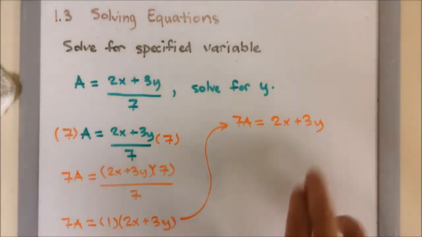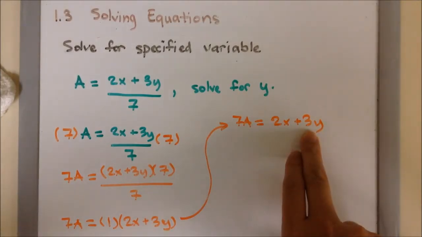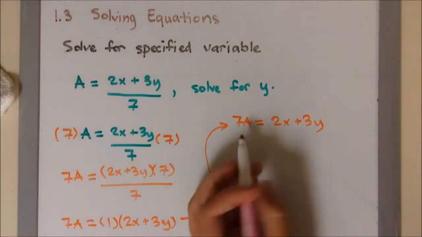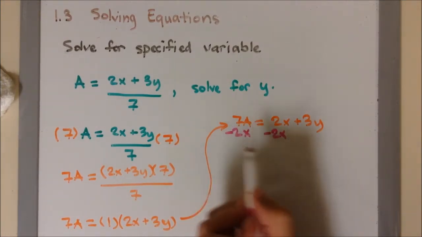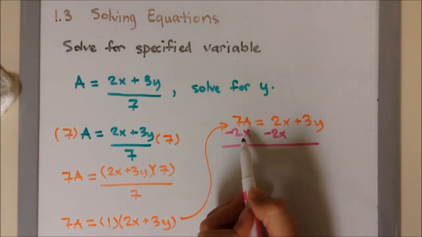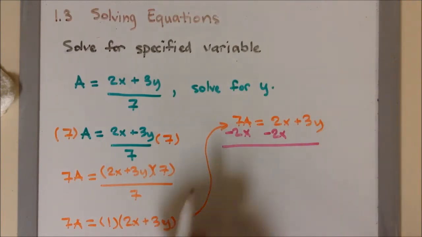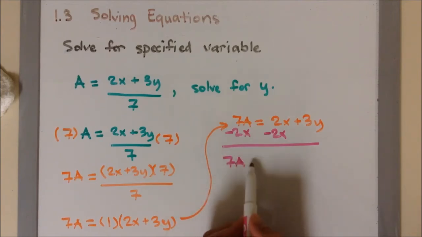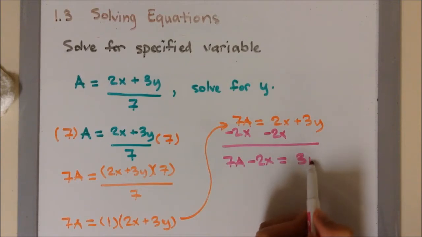Alright, now in order to get y by itself, I need to get 3y to be by itself. So that means I need to get rid of 2x. The opposite of positive 2x is minus 2x. I do it on both sides. Now, you've got to be very careful. A and x are two different variables, so I can't really combine them as one part. So I'm going to write it as an expression: 7a minus 2x equals 3y.